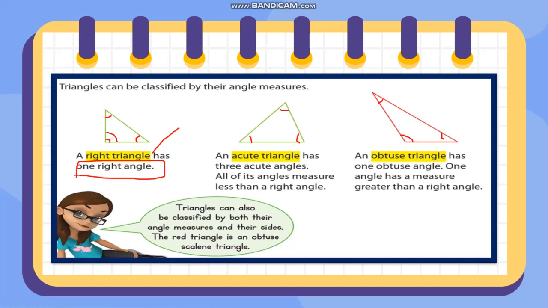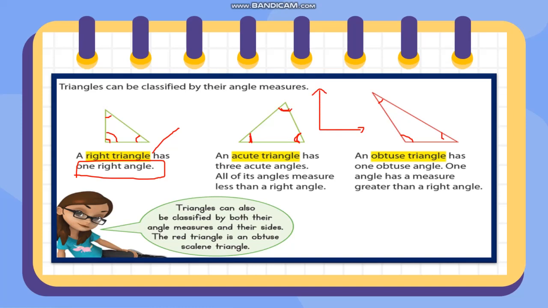Acute triangle means all the angles are less than 90 degrees, or less than the right angle. So your basis is the right angle. If the open part of the angle becomes smaller than the right angle, it means that it's acute. So this is acute, and acute. If all angles are acute, that is what we call an acute triangle.